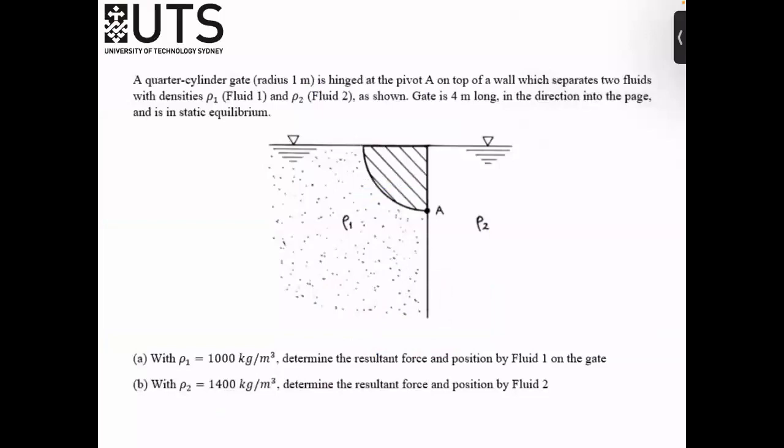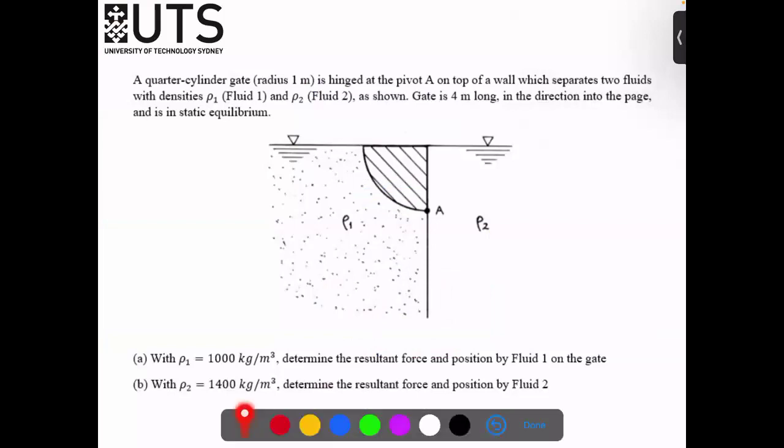Okay, so this is the first problem of this tutorial. So we'll be solving this question. Let's read it. This is a quarter cylinder. Radius is 1 meter. It is hinged at a pivot point A on top of a wall, which separates two fluids. We have fluid 1 and this is fluid 2.